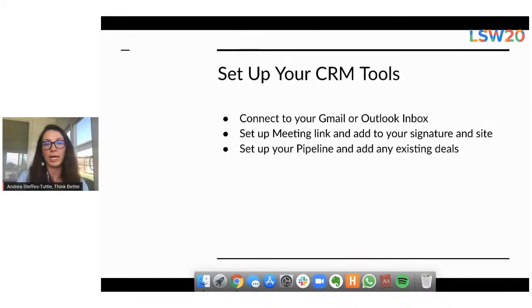And then set up your pipeline and add any existing deals. You might task this to your sales team and just say, hey, here are pipeline stages, now go in and add the deals and the stages. It's likely that you've already defined those things, you just aren't sure how to organize them. So those are the 3 things to do to set up your CRM tools to make sure that you're using HubSpot sales tools effectively.